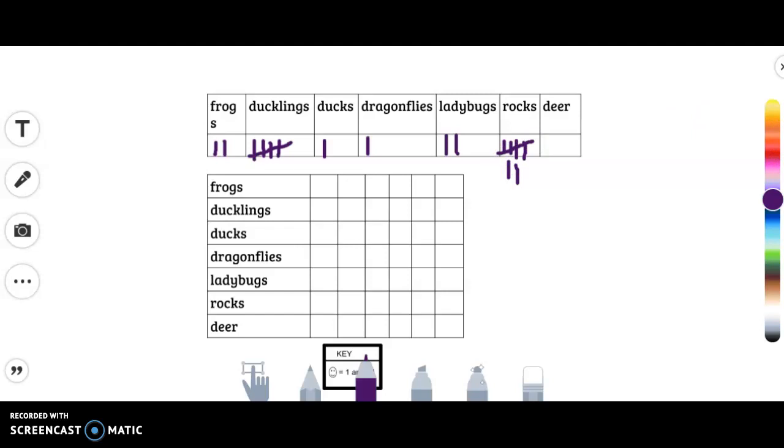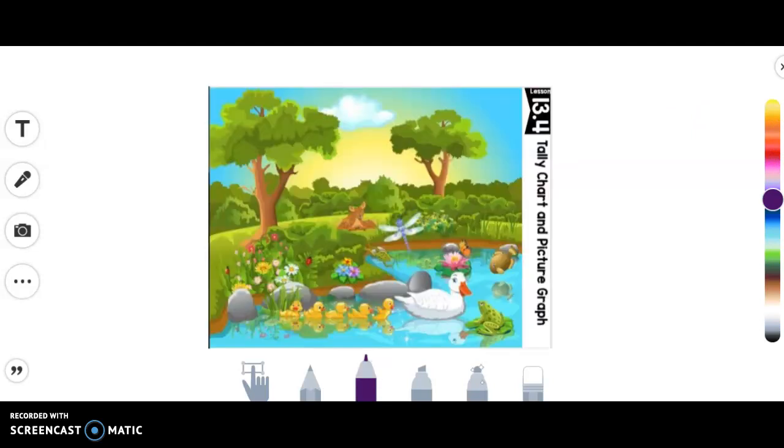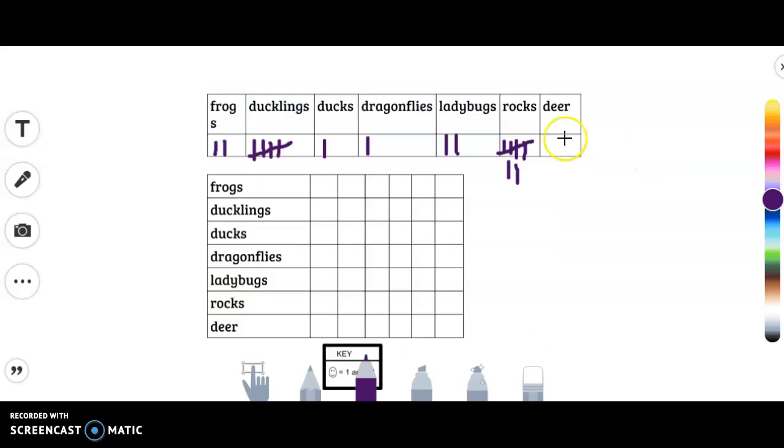Now we're going to look for deer. It's the last one. I see 2 deer back there. One's laying this way and one's laying right next to it. Tally 2. 1, 2. Okay, so we made a tally chart to figure out the total number of each item in the picture. Now we're going to create a picture graph down here.